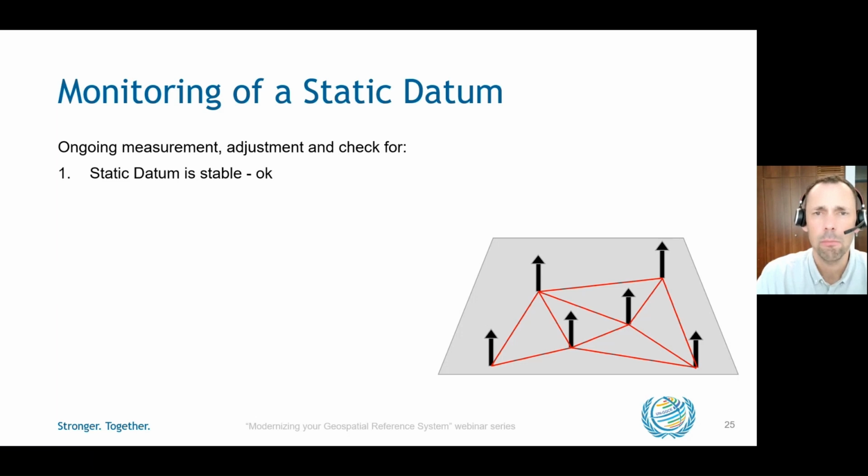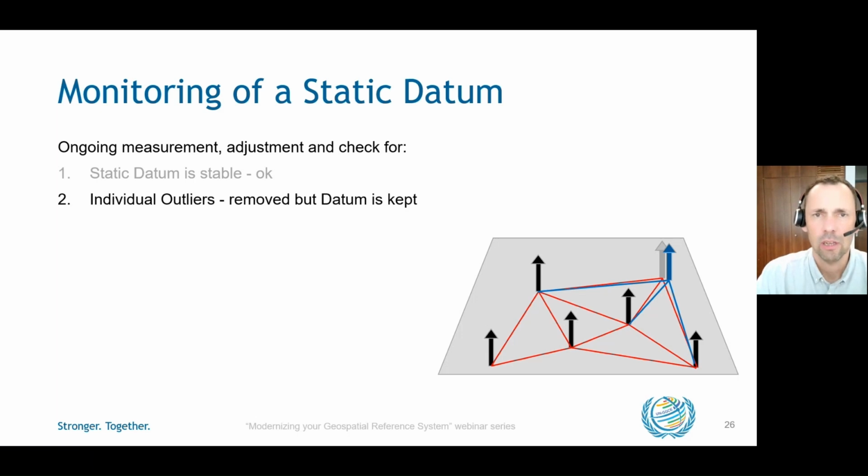Here we show some basic scenarios of how to adapt the static datum depending on its quality check result. In the first case shown on the graphic, the monitored residuals are within tolerable limits. That is an indicator of a stable network. The second case shows that one particular marker moved. In the figure in blue color, this is identified as an outlier and this marker has to be removed from the network.